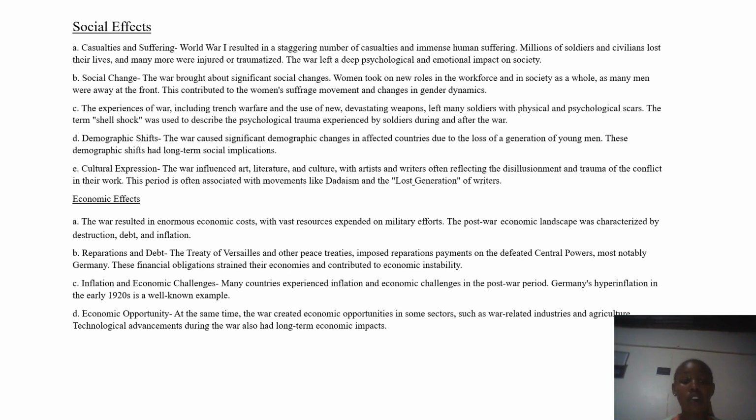Then there were economic opportunities. At the same time, the war created economic opportunities such as war-related industries and agricultural and technological advancements, such as the production of more guns for fighting. Hence, there was also development in industry for the creation of guns.